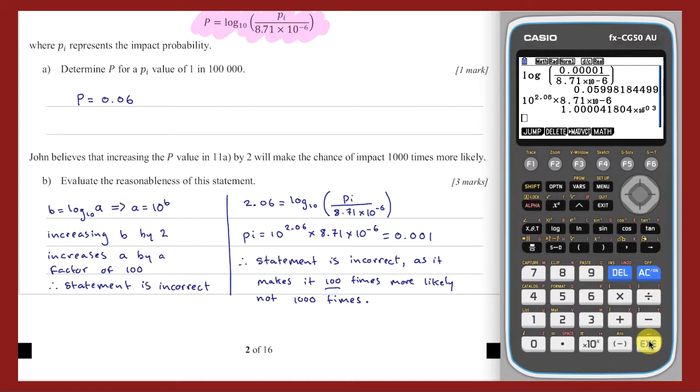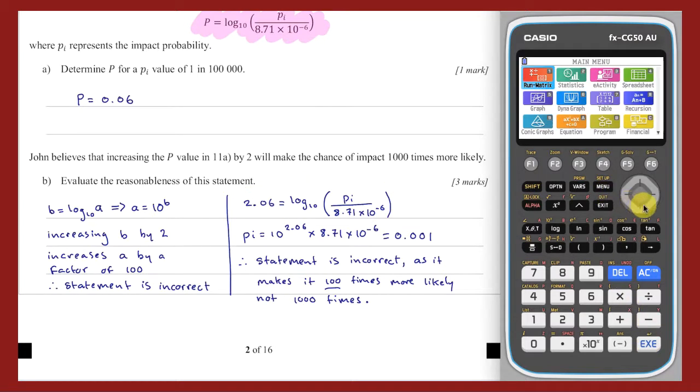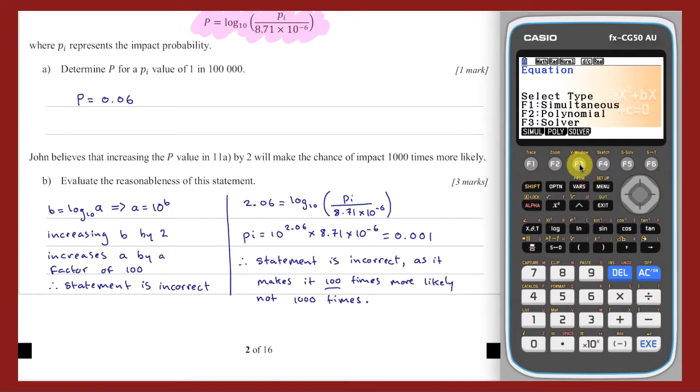The equation under consideration can also be solved using the Solver app of a CG50. To do this, open the equation mode from Main menu and then select Solver by pressing F3. Enter the equation needing to be solved. The equals sign is entered by pressing Shift and the decimal point key. I'm going to use p as my unknown. This is entered by pressing the red alpha key and pressing 4.